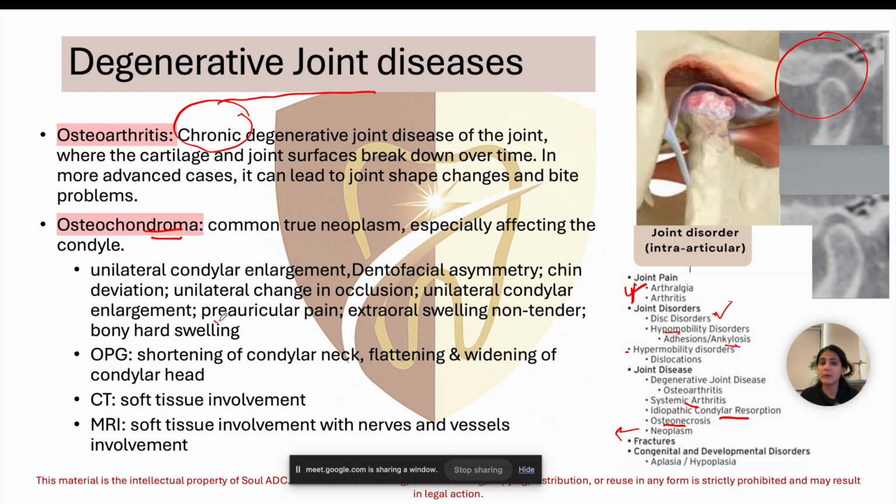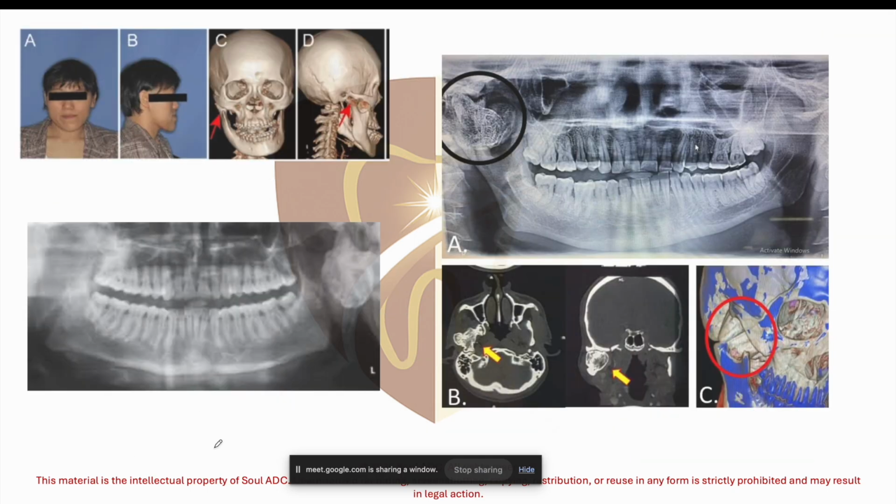Preauricular pain. Preauricular means ahead of your auricle, your ear area. Ahead of there will be pain. There could be swelling which is non-tender. Bony hard swelling can be observed because osteo means bone and there is growth happening. That's why hard swelling will be there. Now, OPG will show us that the condyle neck has shortened. There is flattening and widening of the condylar head. Your CT will show us the bony changes, and your MRI shows us soft tissue involvement, with nerves and vessels getting involved.